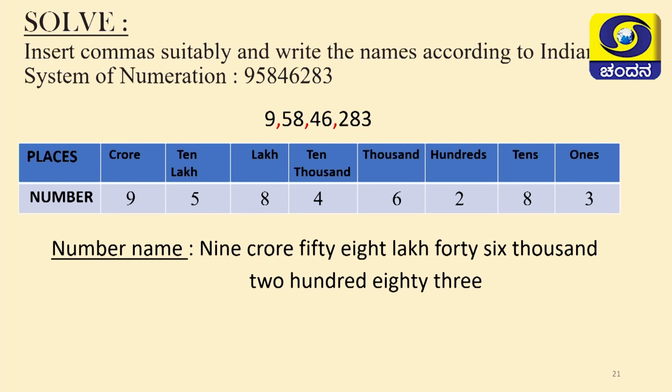Look at the place values and places. What is the place of 6? 1000. What is the place of 3? Ones. What is the place of 9? Crore. Yes, you are right.